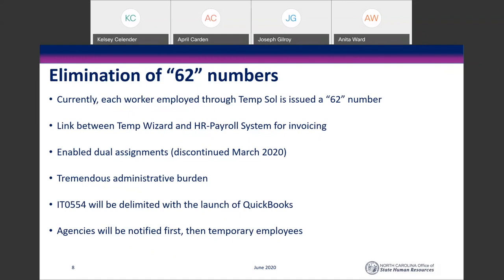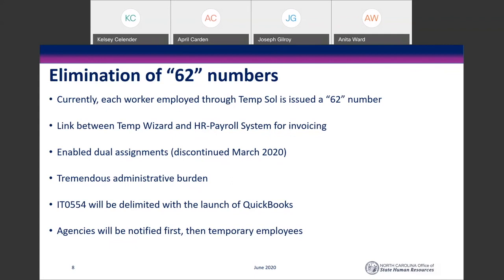We had to create the 62 numbers for all of those individuals, all temporary solutions employees. We had to distribute that information to the temp. We had to put that information into Beacon. OSC had to run regular reports on the 554 info type. And then, of course, the temporary solutions employee had to remember that 62 number and also key it onto their timesheet. So it was just a lot of work to make billing happen.